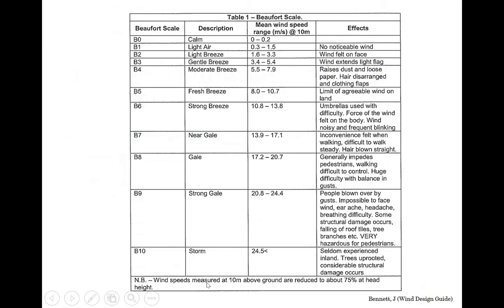Okay, and as you see at the bottom here, wind speeds measured at 10 metres above the ground are reduced to about 75% at head height. So if you were measuring that wind at head height, you could expect that to be 75% of the measurement at 10 metres above the ground. Okay. Now, in this example I've given you, the wind speed is given in metres per second. If you Google Beaufort Scale, you'll find lots of other charts using kilometres per hour as well. I tend to prefer metres per second. Okay.